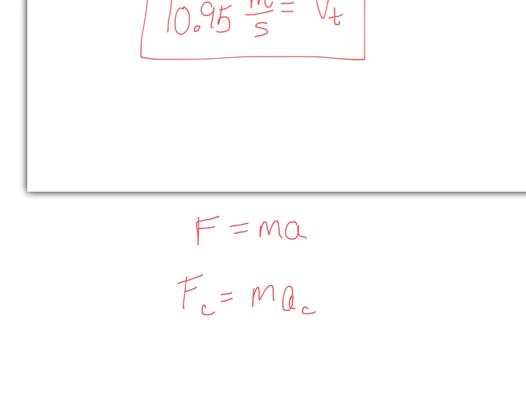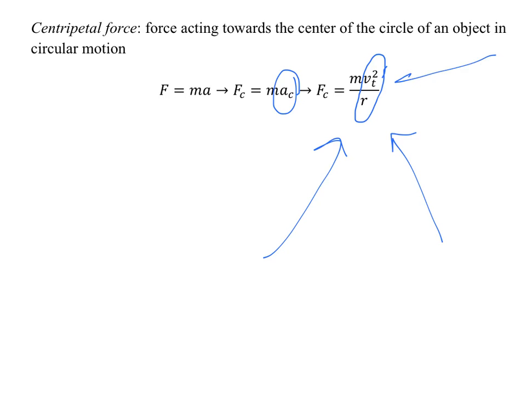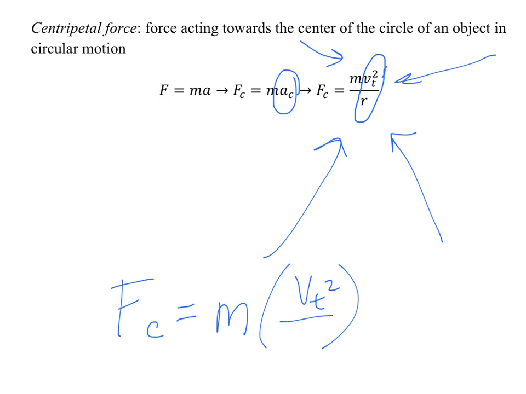So as a result, what can we do? We can take the formula for AC and plug it in right there, which was VT squared over R, giving us this formula right here. So again, FC is really M times A, but A is VT squared over R. The M could go on the top or out front. It's the same effect on the problem.